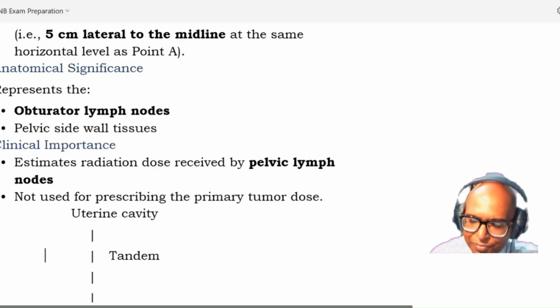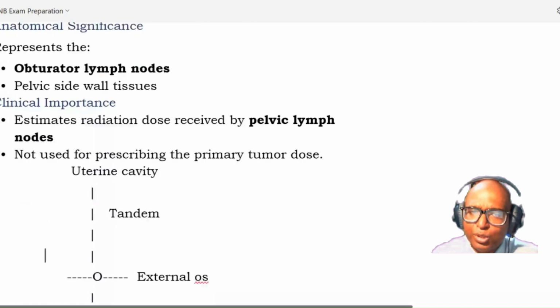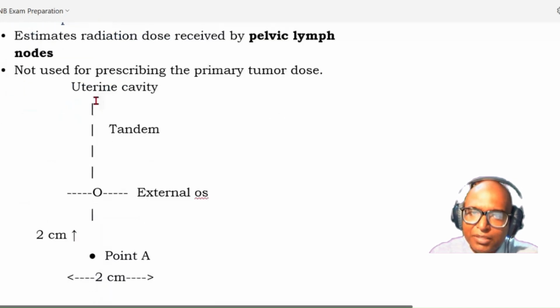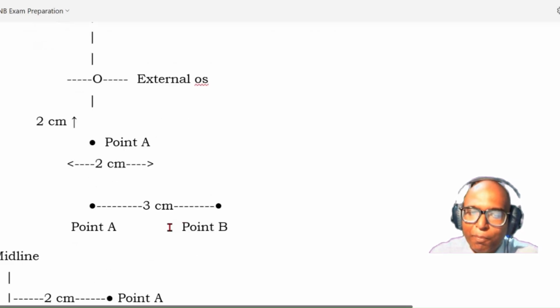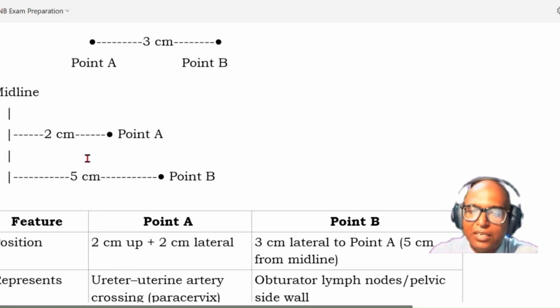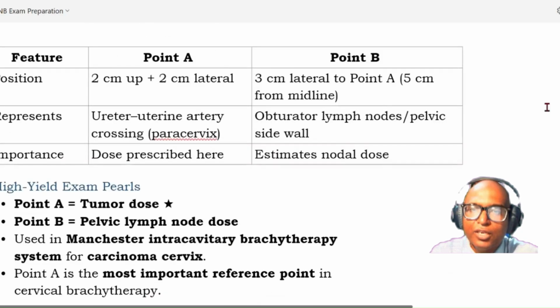Okay, so this is just diagrammatically, you have the central tandem in the uterine cavity, and if this is the external os, then you go 2 centimeter superior to the external os and 2 centimeter lateral to the central midline, you will get point A. Okay, so this is the location of point A. And from point A, at the same level, if you go 3 centimeter laterally, you will get point B. So point B is the location of the obturator lymph node. Okay, so this is what you should mention.